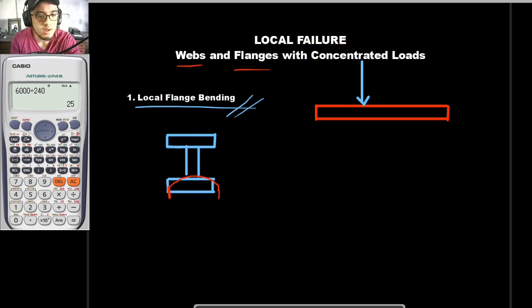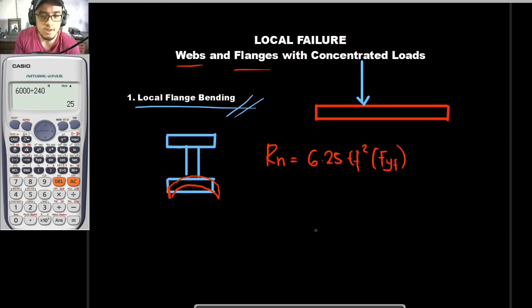So, magbe-bend lang siya ng ganyan. So, paano mo ba malalaman kung magbe-bend siya ng ganyan sa local flange bending? So, you would be comparing this. Rn is equal to 6.25 times thickness of the flange squared times the yield stress of your flange. So, direct substitution. Etong TF natin is this thickness of the flange right here.